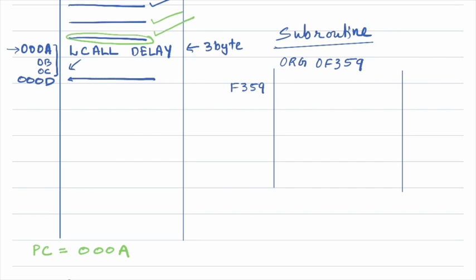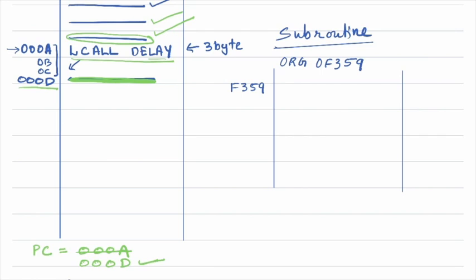The moment the lcall instruction is being executed, the PC content will change to the new address, which has to be 000D. This is what we are expecting, because the PC will always hold the address of the next instruction to be executed. So after lcall delay, the next instruction we are expecting is this line, and the address of that line is 000D. So we expect 000D to be residing in the program counter. But what happens is not this way.